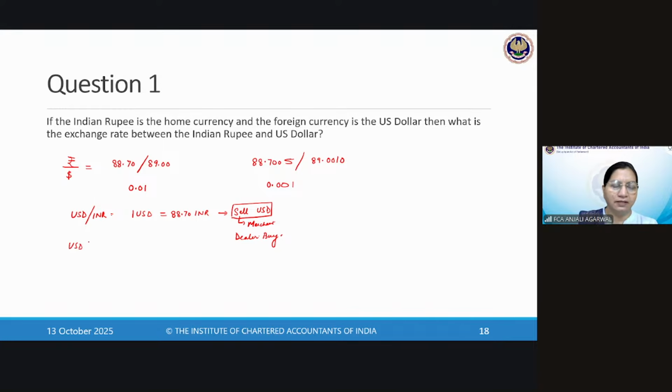USD INR, if it says 1 USD, could be written as 1 USD 88.70/89.00. But to explain the bid and ask again: when you have to buy USD as a merchant, who is buying the USD? The merchant. Indirectly, the dealer is selling.